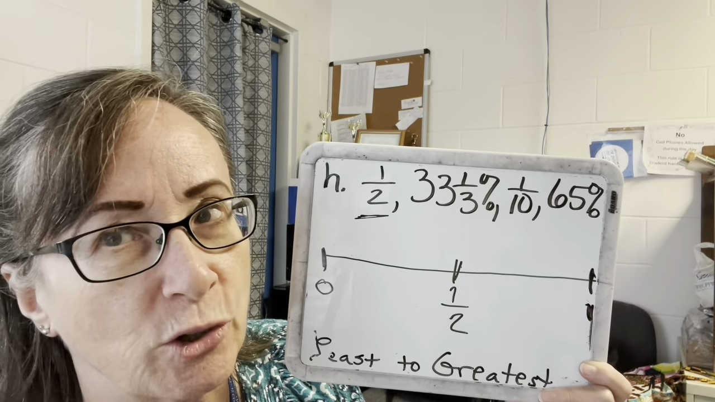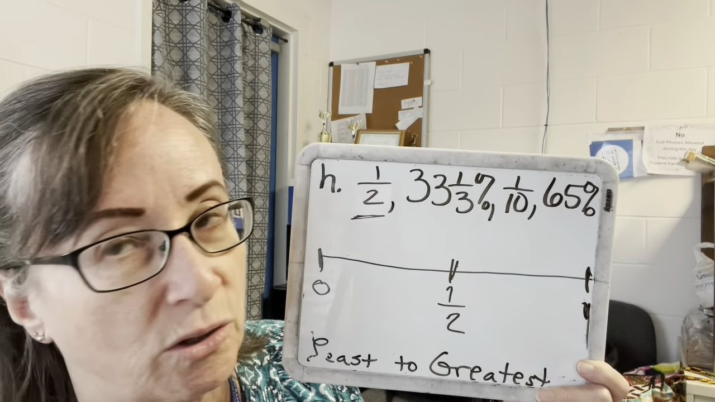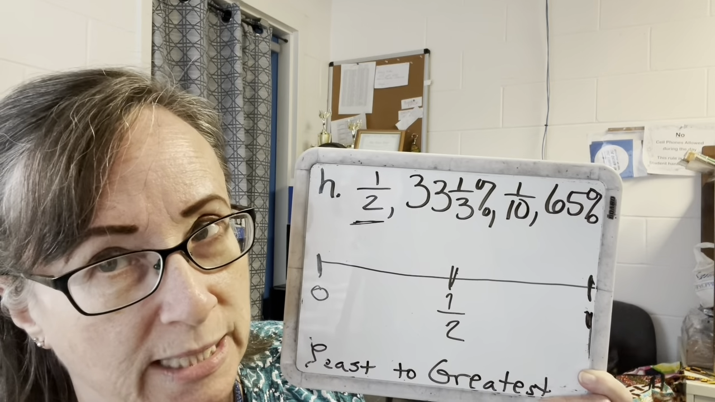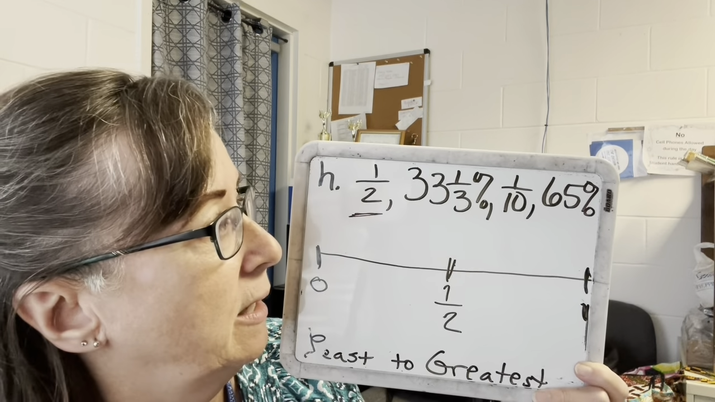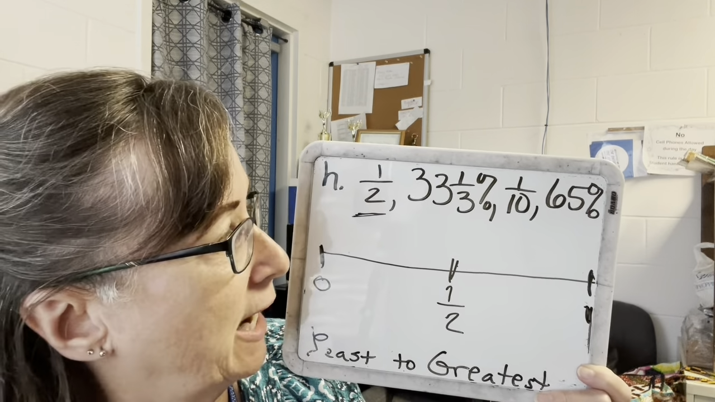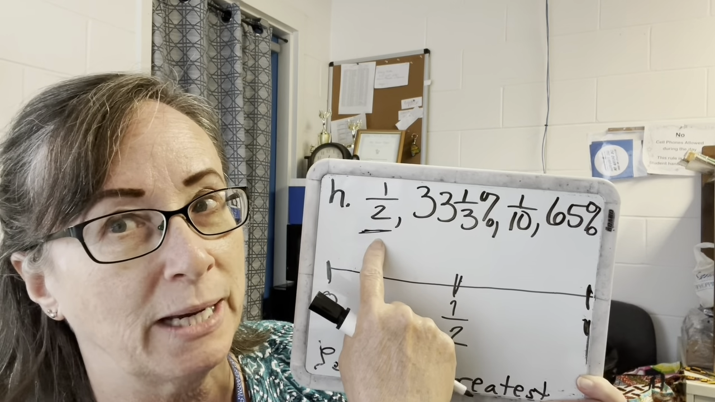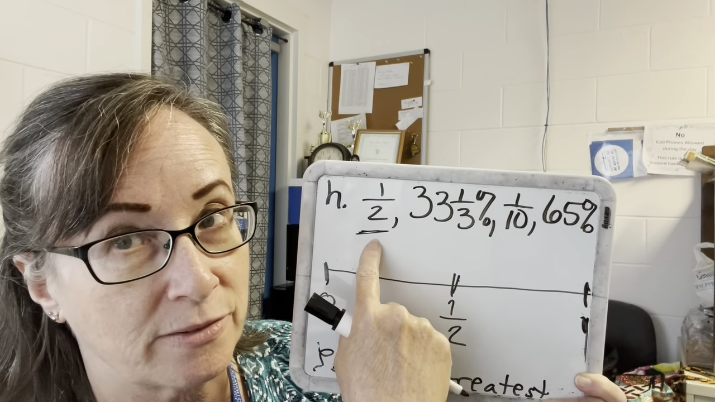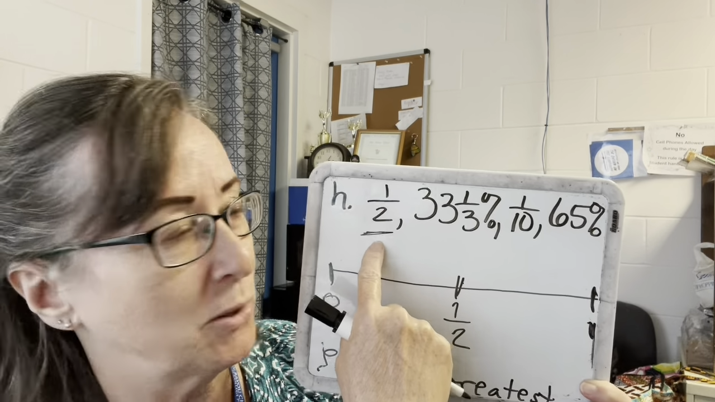But what about 33 1/3%? Okay, we have to think about what does 33 1/3% turn into as a fraction. Or we could go the other way and turn this into a percent, and then we would have a comparison. 1/2 is 50%.